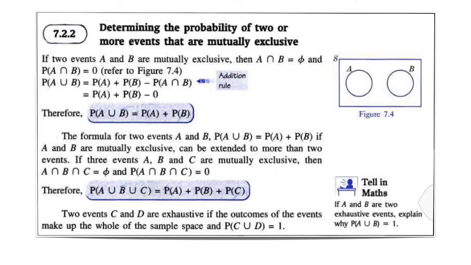We will also discuss more on exhaustive events. Exhaustive means if two events, let's say C and D, are exhaustive, then the outcomes of the events make up the whole of the sample space. They make the probability of C union D equal to 1. So that is the exhaustive case. So for the next lesson, we will discuss further the addition rule formula.